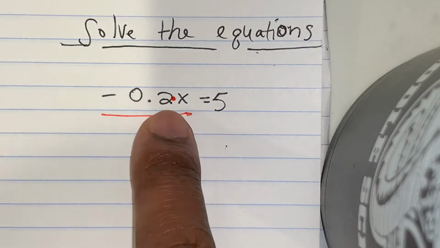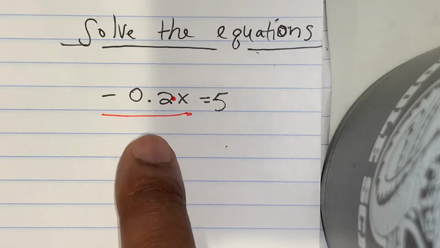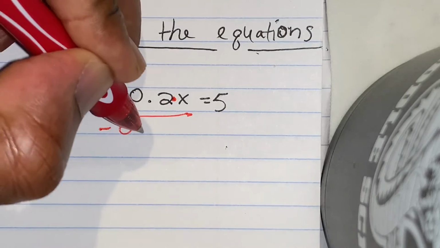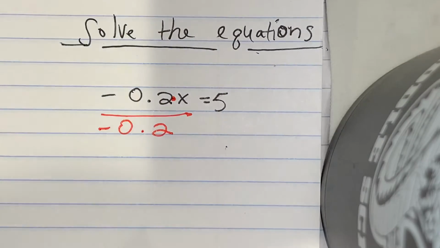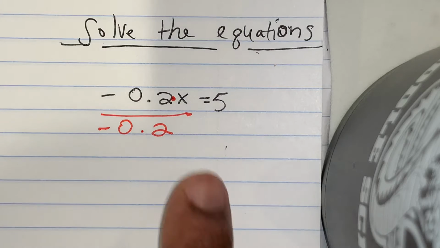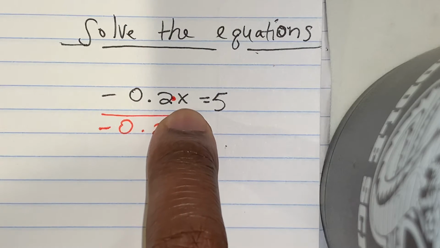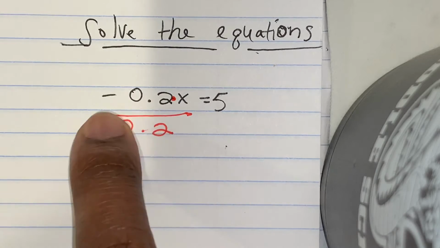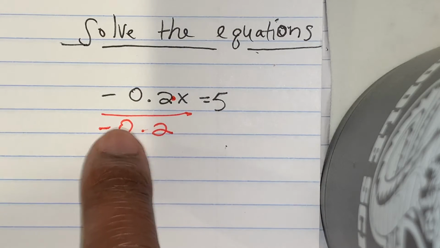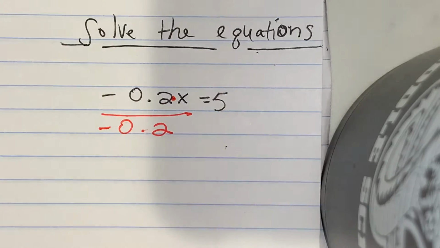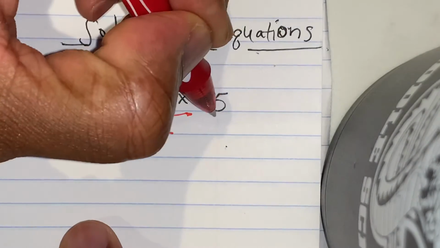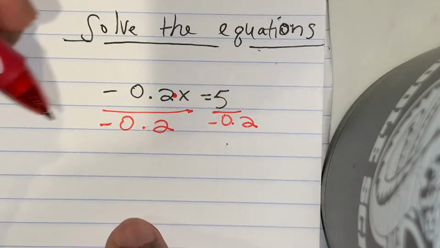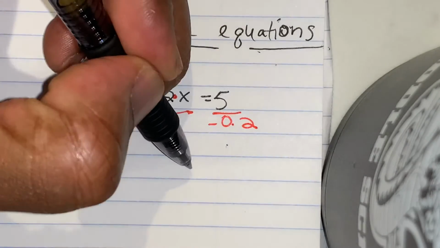What are we multiplying by? We're multiplying by negative 0.2. So we have to do the opposite of that, which is divide by negative 0.2. Remember, we want to isolate the variable. And the only way to do that is to get rid of what's attached to it, which is the coefficient. Now, if we're going to divide by negative 0.2 on one side, we have to divide by negative 0.2 on the other side. So let's simplify this.